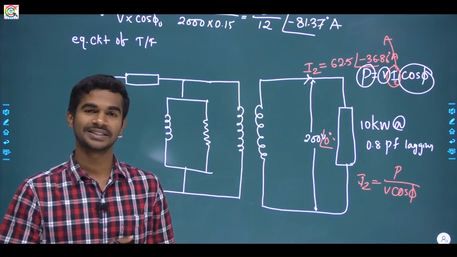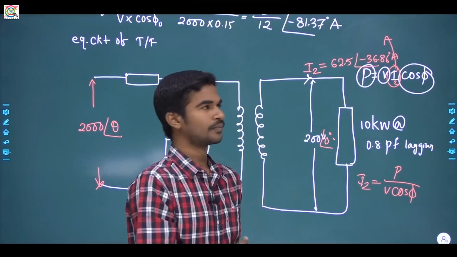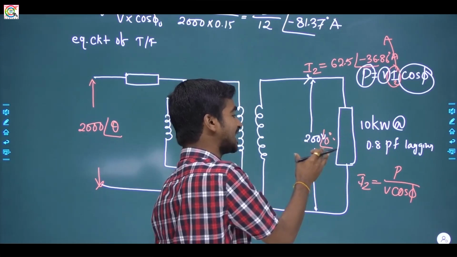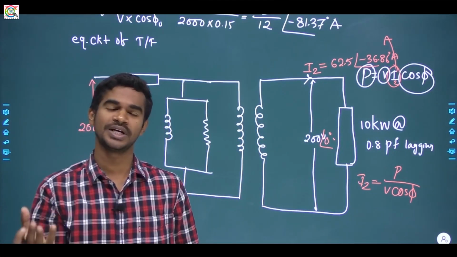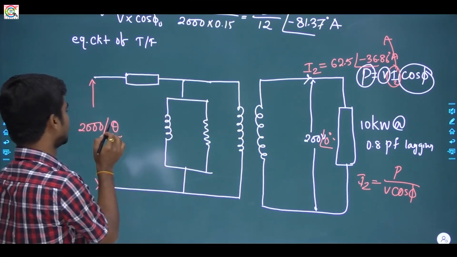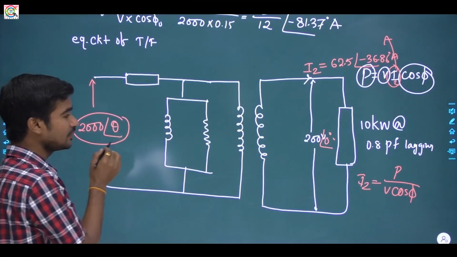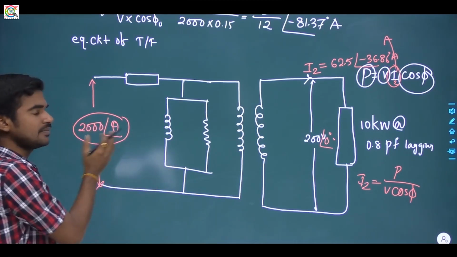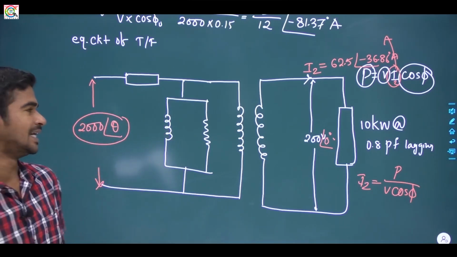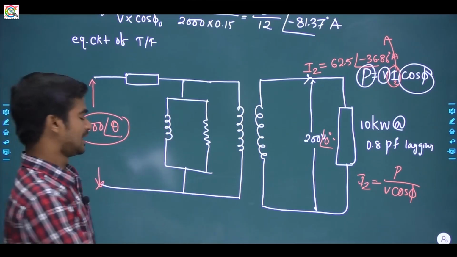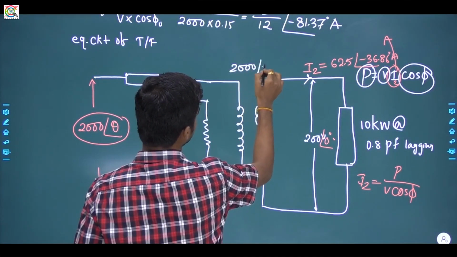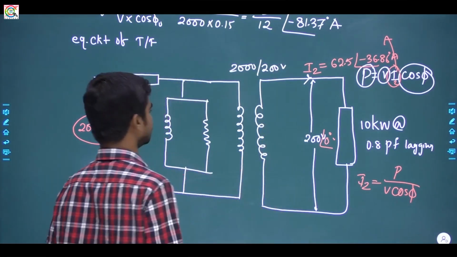So I have to consider the phase as 200 angle 0, and this power factor angle is with respect to the voltage having the angle of 0 degree as a reference. So it is obvious that the source voltage phase angle will not be 0, it will be different from 0. Why? Because this is not a case of an ideal transformer. This is a case of a practical transformer. And what is the voltage ratio? 2000 by 200 volt.